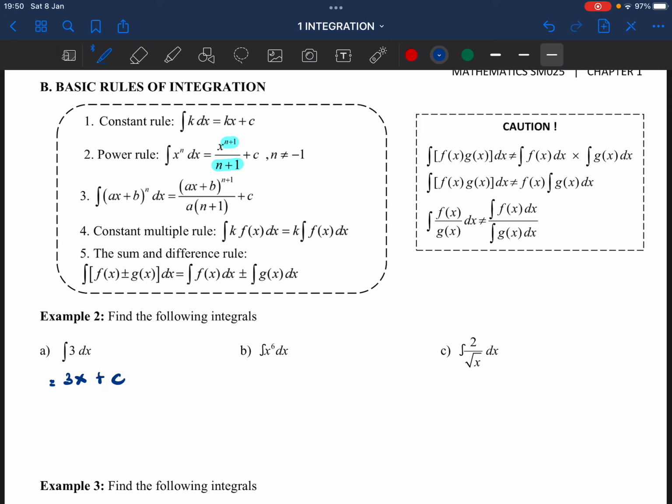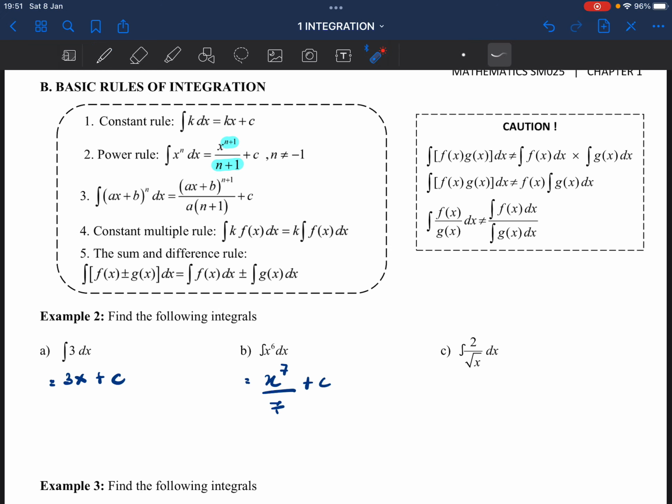Okay, whenever you do integral, make sure to write the plus c. Okay, so the second rule here is the power rule. As I mentioned before, we have to write x to the n plus 1 over n plus 1. So let's see this example. You have to integrate x to the power of 6. That means power plus 1, 6 plus 1, we get x to the 7 over 7, plus c.